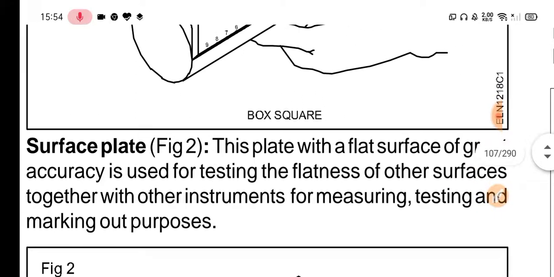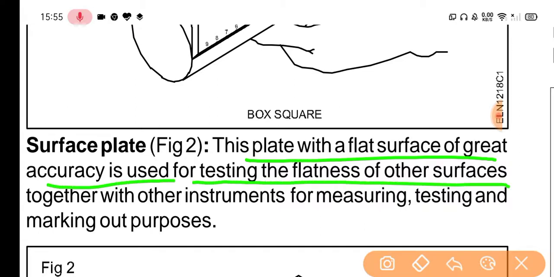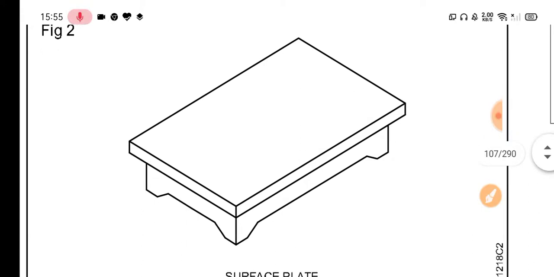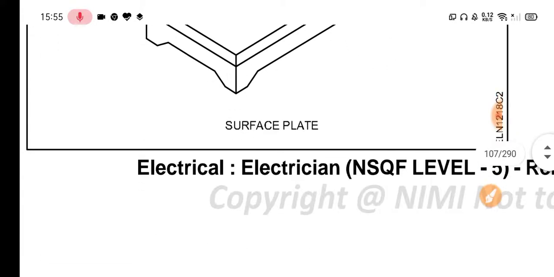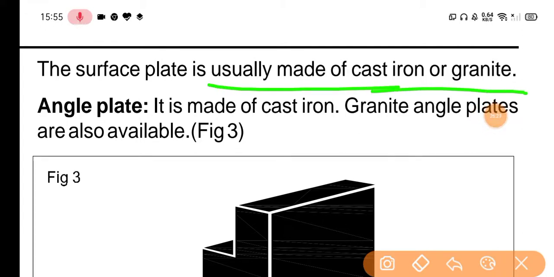The surface plate is given in picture 2. This plate has a flat surface of high accuracy, used for testing the flatness of other surfaces, together with other instruments for measuring, testing and marking out. The surface plate is usually made of cast iron or granite.